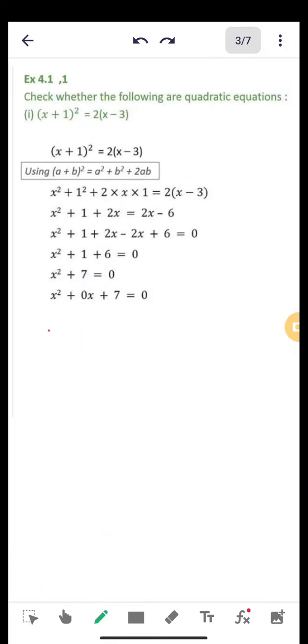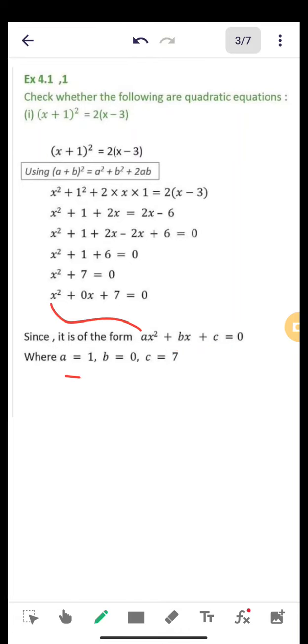So what do you say about this? Which term is missing here? The middle term is missing. So we can say that this is also a quadratic equation. Comparing it with the standard form, in place of a it's 1, so a is 1, b, the coefficient of x, is 0, and c, the constant, is 7. Okay, so this is the way we can check whether the given equations are quadratic or not. So hence you can say that it is a quadratic equation.